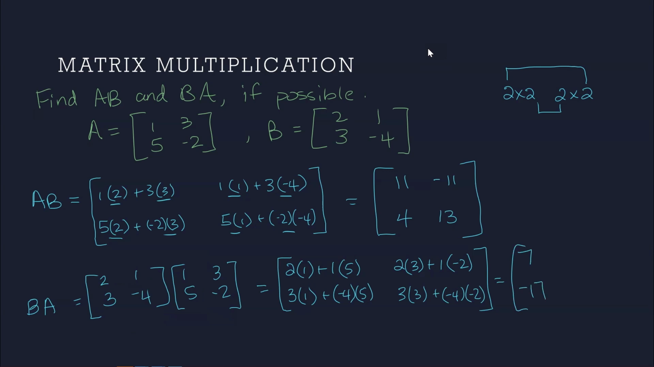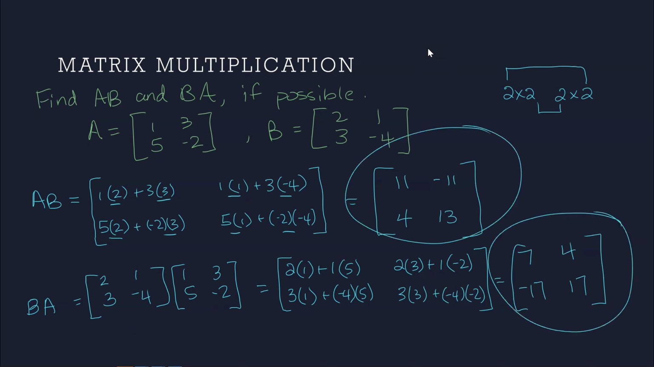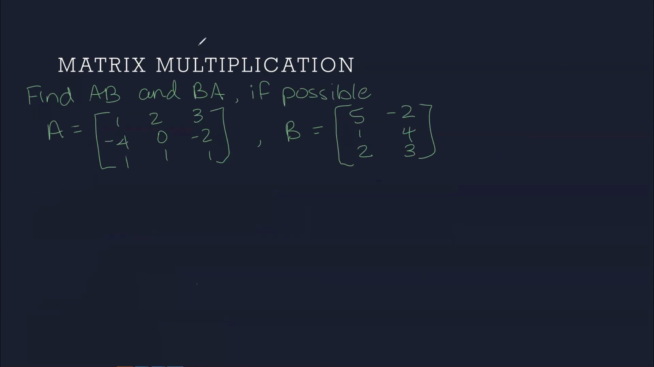6 minus 2 is 4, and then 9 plus 8 is 17. All right, so here's AB, and this is BA. You can see that they are completely different. So the order does make a difference with multiplication. Let's do one more. All right, so let's start with A times B.